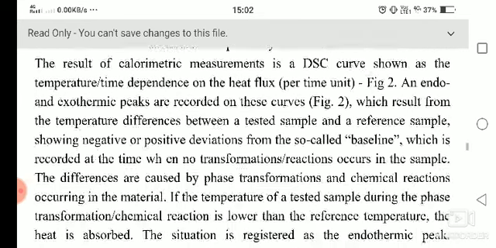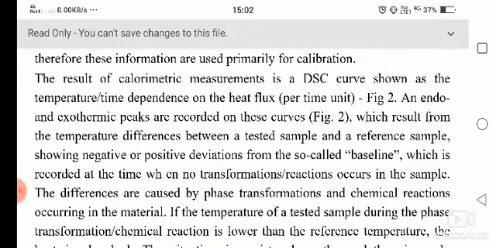The result of a calorimetric measurement is a DSC curve, shown as the heat flux dependent on temperature or time. Endothermic and exothermic peaks are recorded on these curves, which result from the temperature difference between a tested sample and a reference sample, showing negative or positive deviation from the so-called baseline, which is recorded at a time when no transformation reactions occur in the sample.